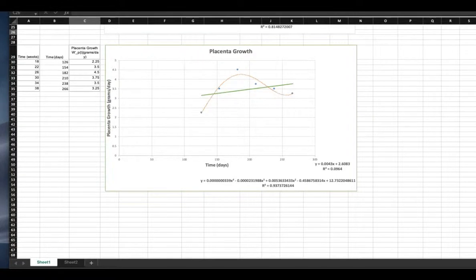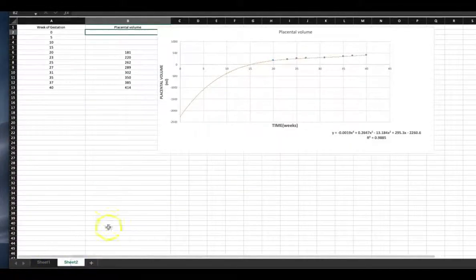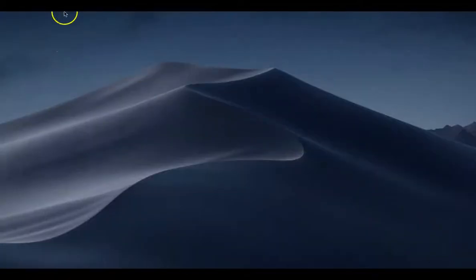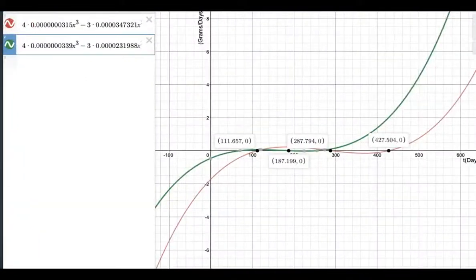Comparing placental weight with the placental volume, we can definitely come to the conclusion that finding the inflection points is done in the same procedure. You take the polynomial equation displayed on the graph, take its derivative, and find the point of the derivative that crosses the x-axis in order to find the inflection points, as so.